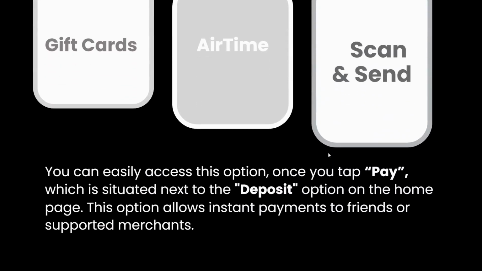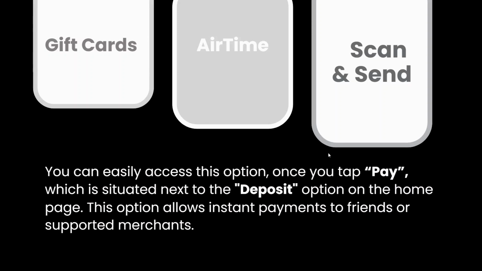Now is the Crypto Pay. You can easily access this option once you tap Pay, which is situated next to the deposit option on the home page. This option allows instant payments to friends or supported merchants, like gift cards, airtime, scan, and send. First is the gift card.